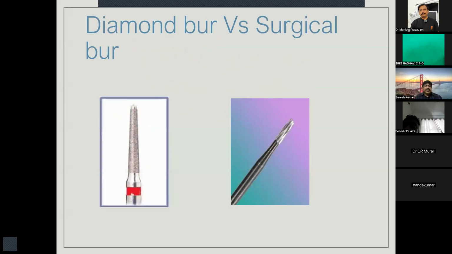Okay, we have a very big doubt. I told you the aerotor rotates at a very high speed, in lakhs of RPM, but the right hand side picture shows your surgical bur, which is operated at a lower speed, 40 to 60,000 RPM. So why don't we use aerotor instead of surgical burs?